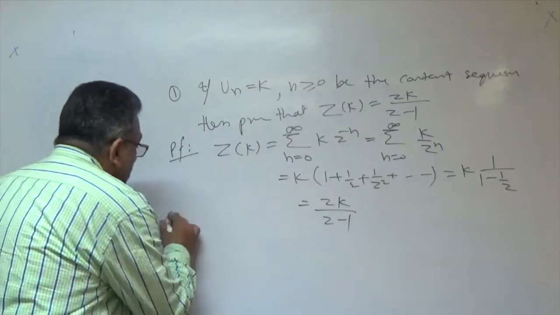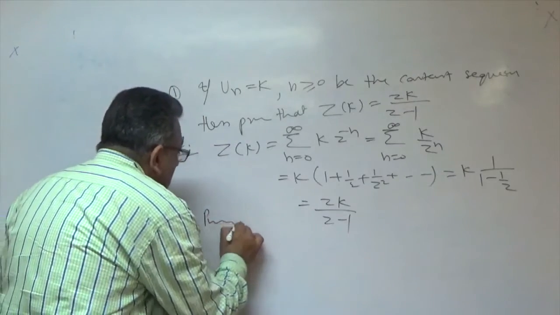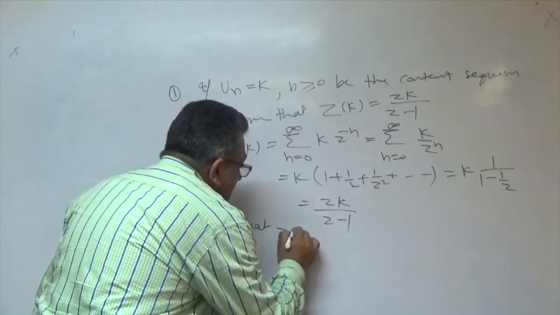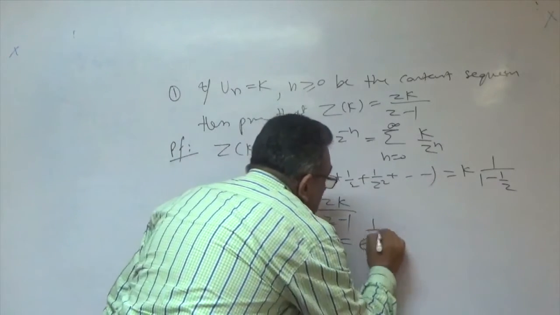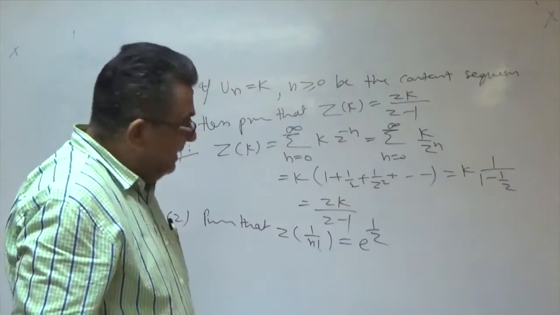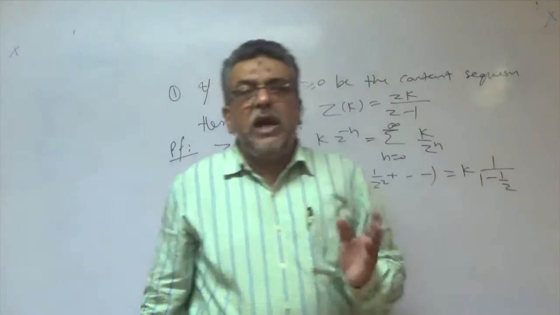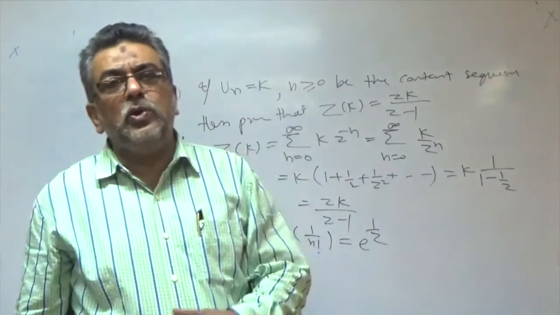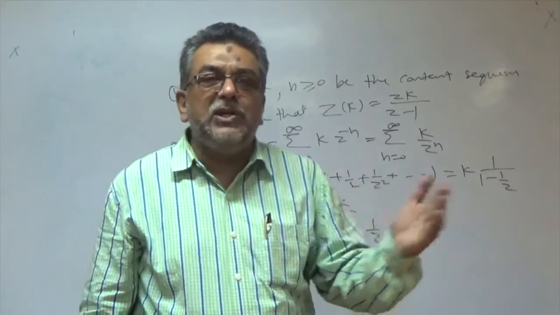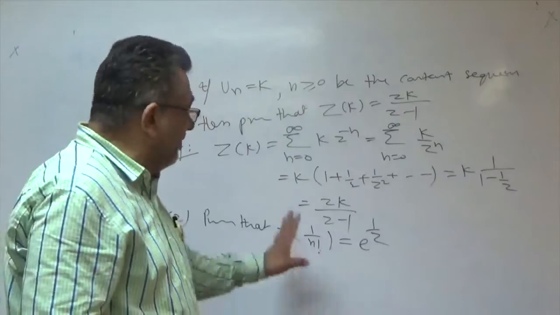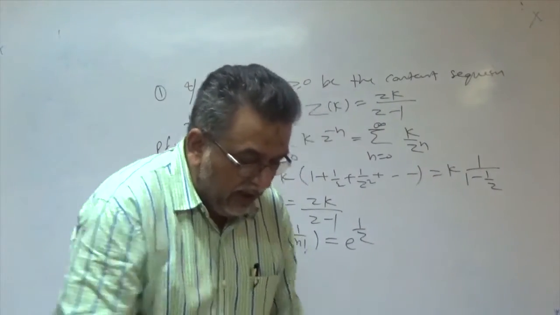Second example, I took this. You prove that the Z transform of 1 upon factorial n equals e to power 1 by z. Right? This is a sequence 1 upon factorial n, and you know that n is a natural number. Factorial 1 is 1, factorial 2 is 2, factorial 3 is 3 into 2 into 1, that is 6, factorial 4 is 4 into 3 into 2 into 1, that is 24, and so on. So you have to find the Z transform of this.